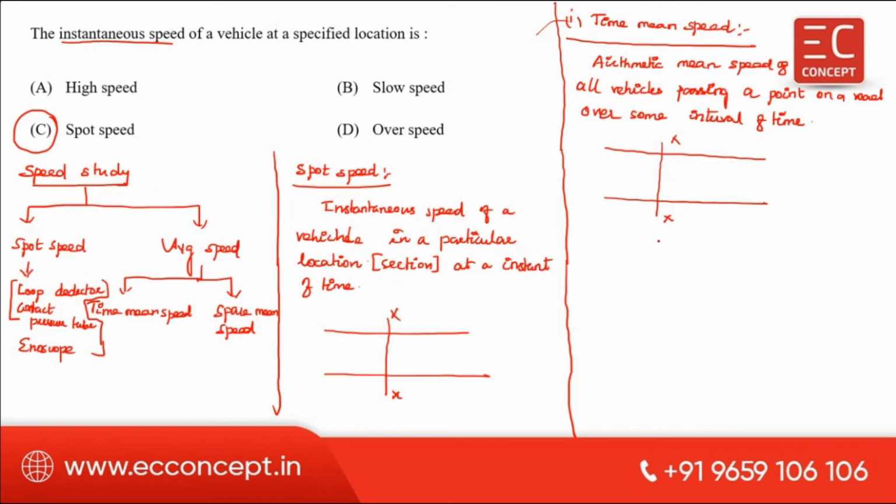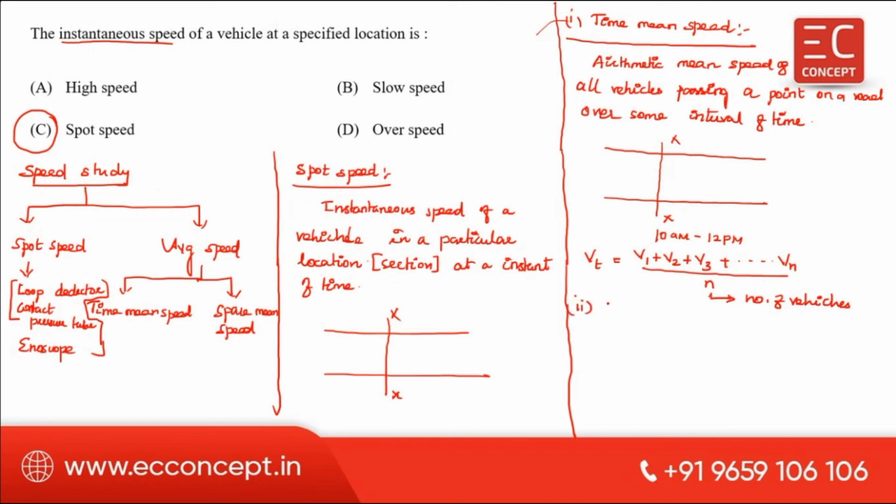You have to calculate the speed of these n vehicles over a time interval, for example 10 a.m. to 12 p.m. You measure the speed of all vehicles for a certain interval of time at this particular section, and from that the time mean speed Vt is calculated: speed of first vehicle, speed of second vehicle, speed of third vehicle, and so on up to the speed of the nth vehicle, the whole divided by n. This formula is important for your examination, where n is the number of vehicles.